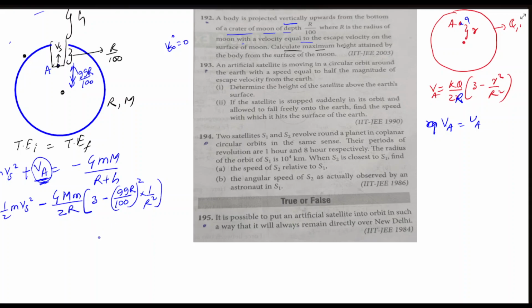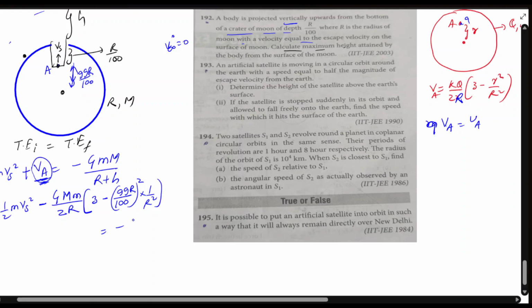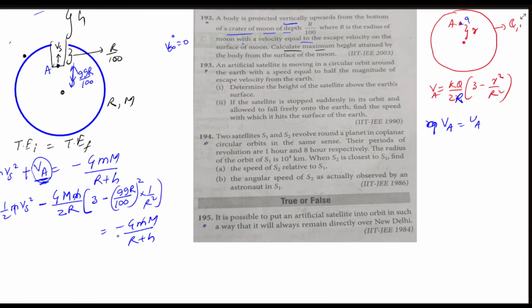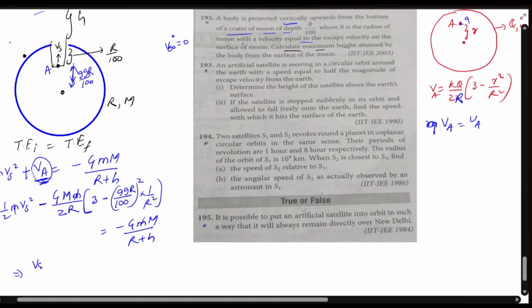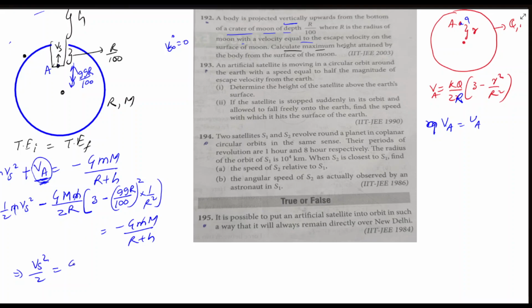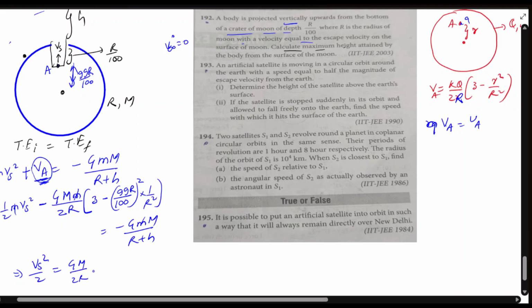Okay, so the calculation will be a little bit complicated. We have this will be minus G small m capital M upon r plus h. So this small m will get cancelled. We have vs square upon 2 will be equal to, if you take it here, it will be plus GM by 2r.